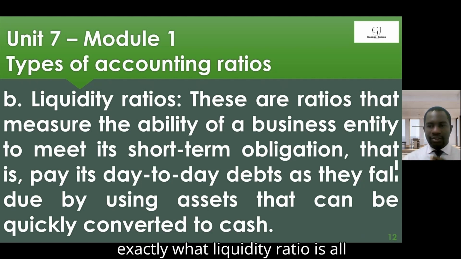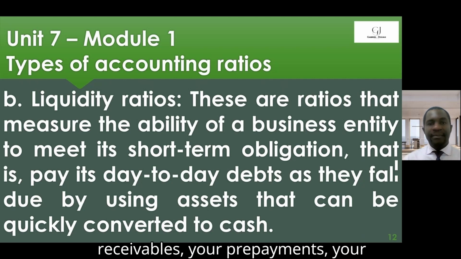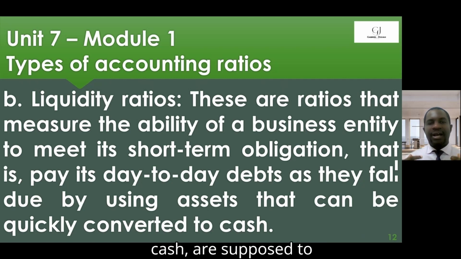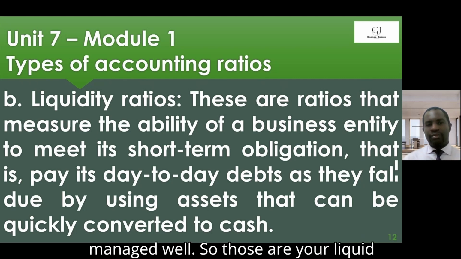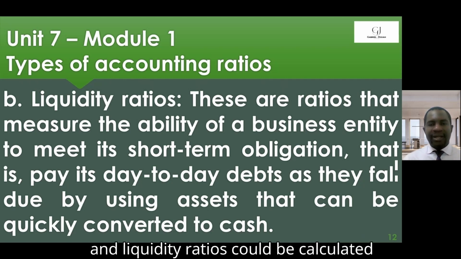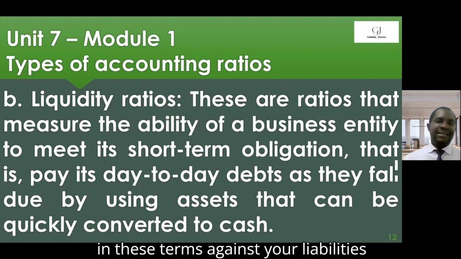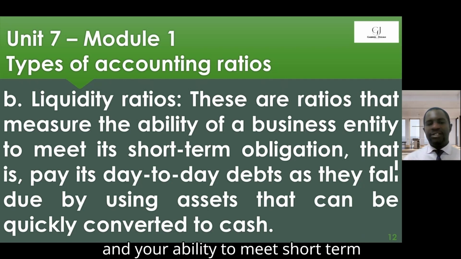Exactly what liquidity ratios is all about. So your inventory, your receivables, your prepayments, your cash are supposed to help you run the business effectively if managed well. Those are your liquid assets. We call them current assets, and liquidity ratios could be calculated in these terms against your liabilities to see how you are running the company and your ability to meet short-term obligations.